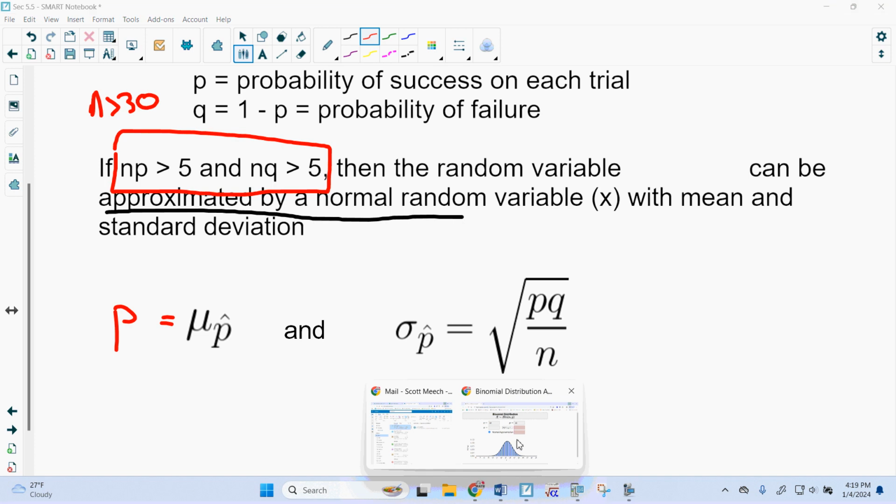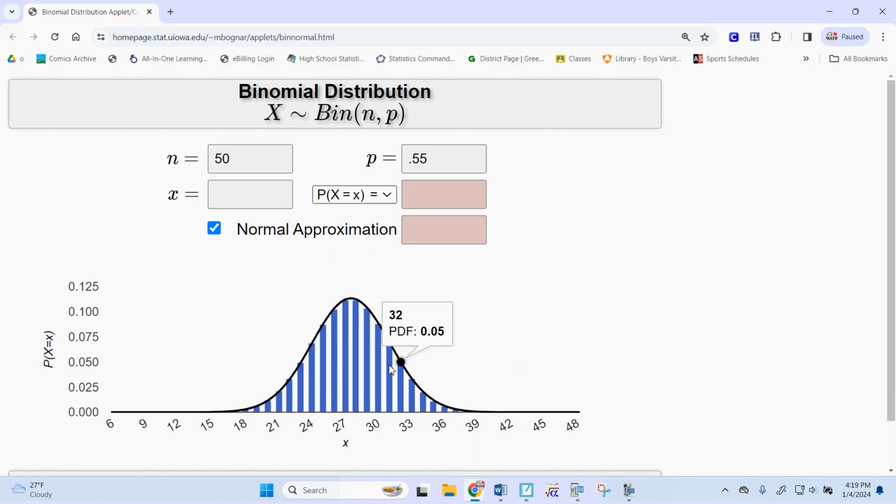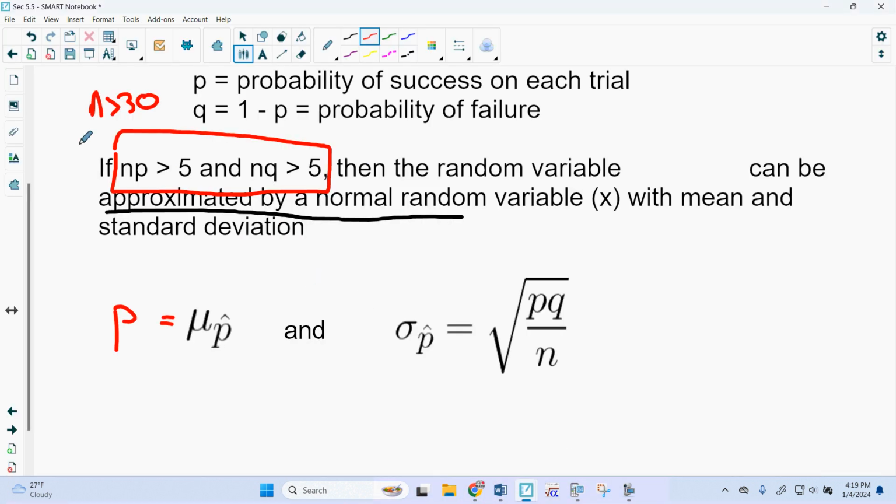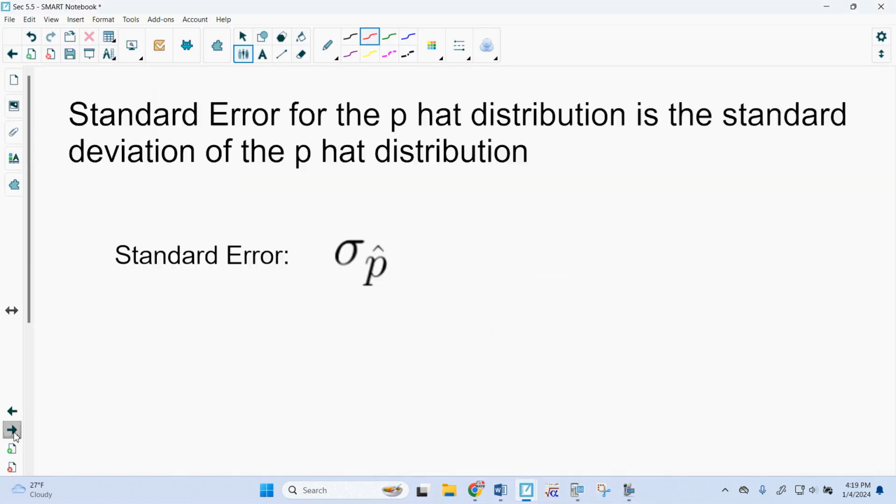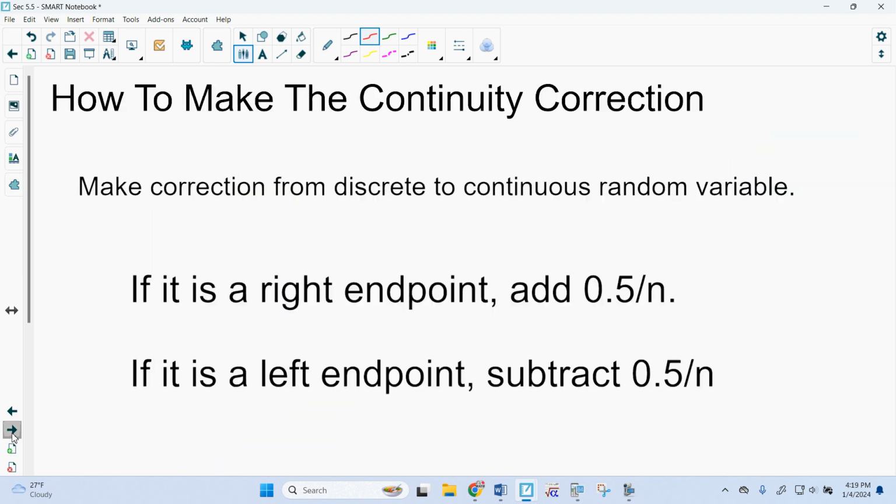Now, if we go back to here, though, you can see we have a problem. There are gaps, because the binomial distribution is discrete. It's not continuous. So in order to make this work, we're going to have to convert to a continuous distribution, and we're going to have to use what's called a continuity correction.